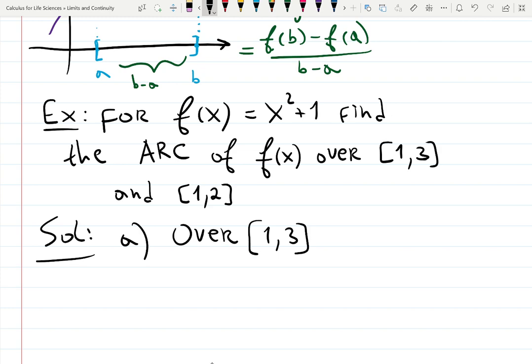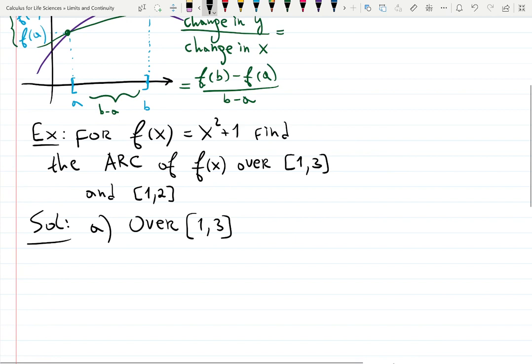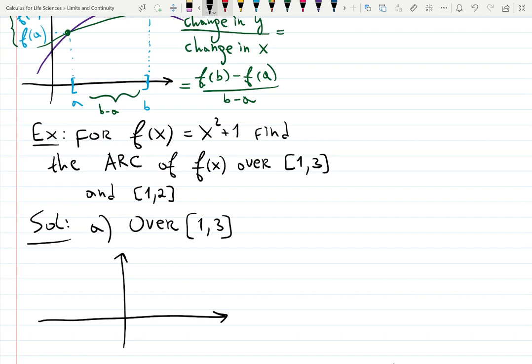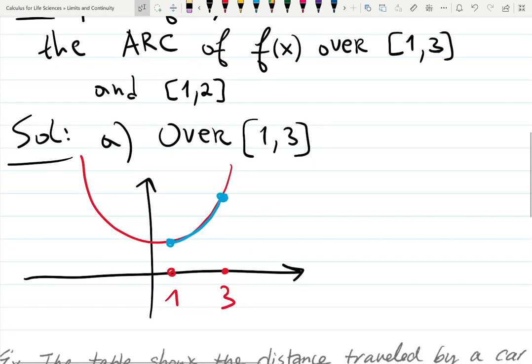First of all, x squared plus 1 is a parabola. If you remember, I sent you the YouTube video about basic graphs. You kind of need to imagine what is happening here. The normal parabola looks like this. That is x squared. X squared plus 1 is shifted up by 1 unit. So it will be like this. Over 1 and 3, it's over here. I will make it blue from here to here. So we're asking how, on average, the graph changed from 1 to 3.